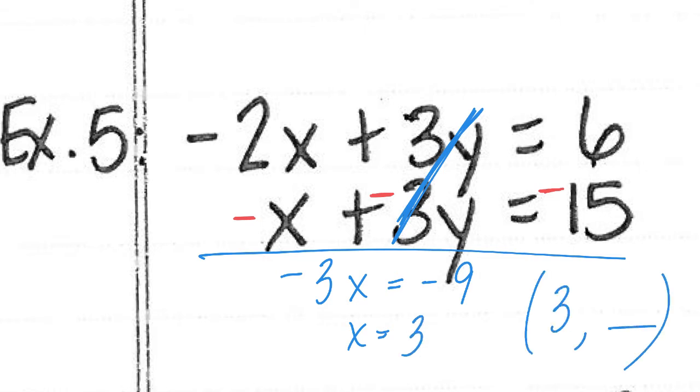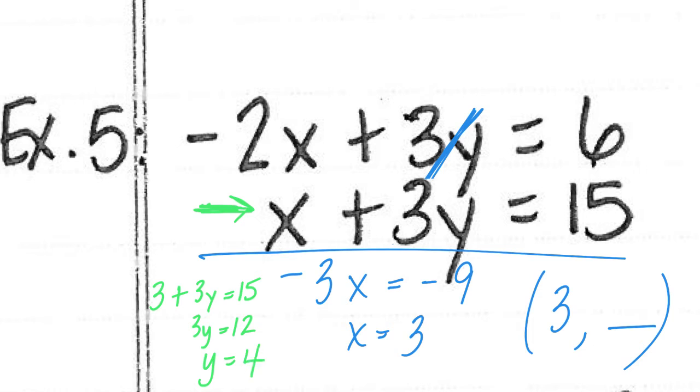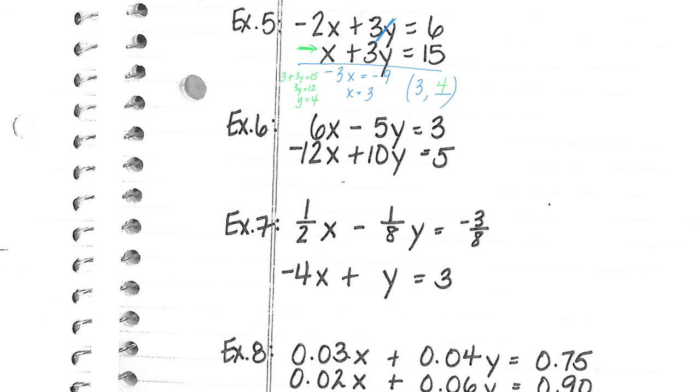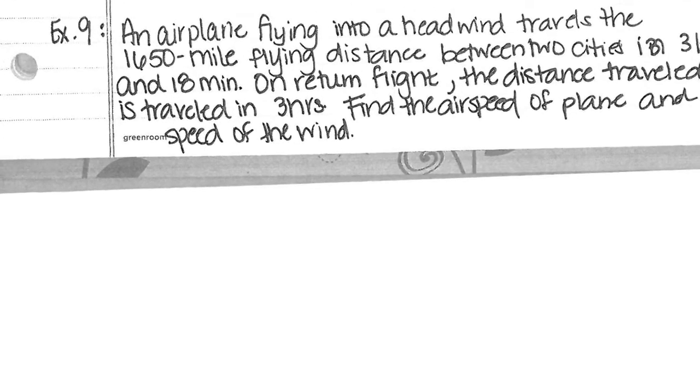And now I have to find the y point. I plug it into the easiest. I'm actually going to erase so I can see the easiest. So I'm going to plug it in right here. So 3 plus 3 times what gives me 15. 3 times what gives me 12. So y is equal to 4. Like I said, enjoy this easiness because things are about to get crazy in pre-calc. Okay, there's some ugly problems, but I want to go down to this word problem.